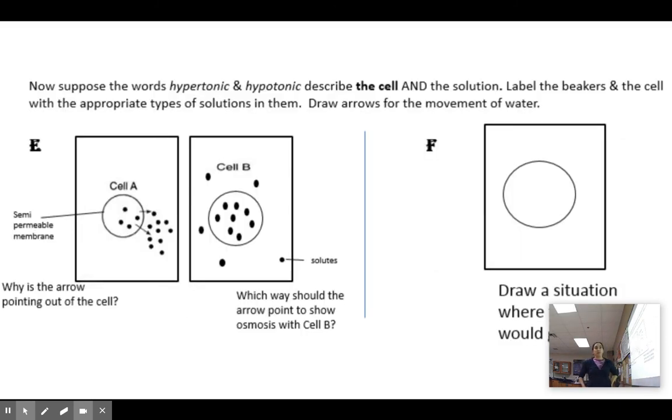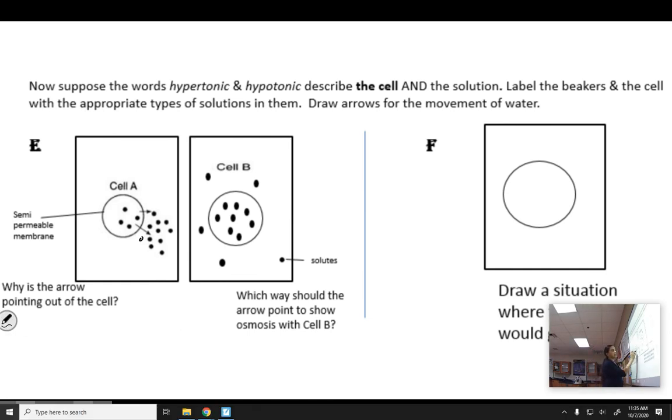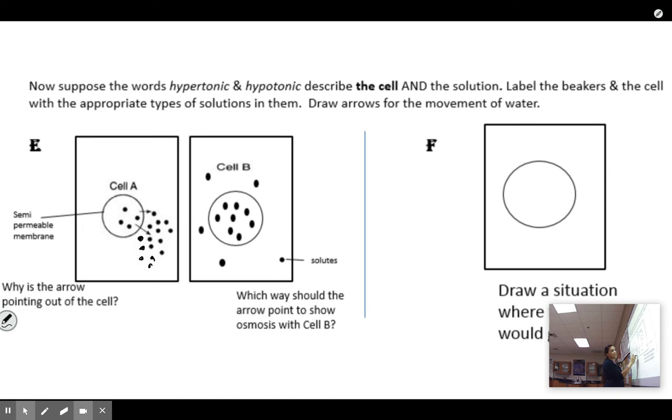The last one we have for today looks an awful lot like the egg situation that we started at the beginning of this video. One note: this beaker over here should really have lots and lots of black particles all the way through the whole thing. It just took a really long time to put that together, so you have to imagine there are black dots all the way over there too, okay? So here we have cell A and cell B in different types of solutions.